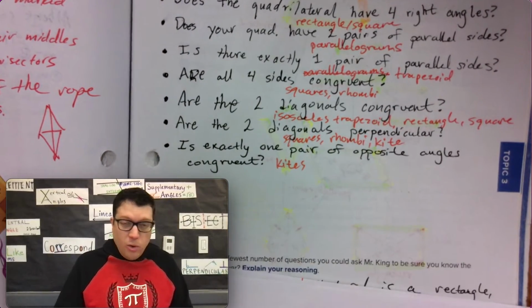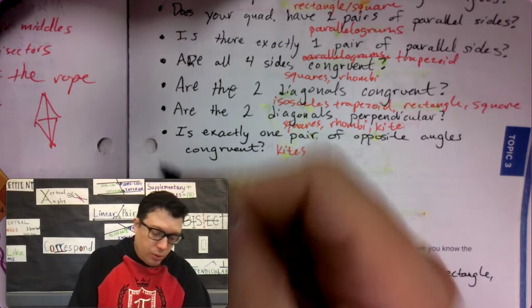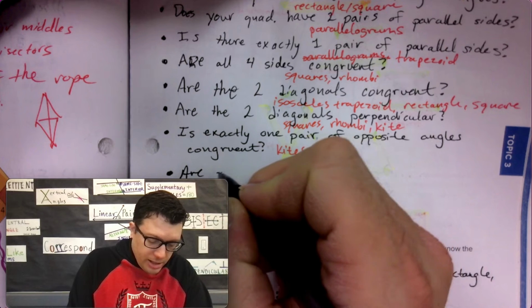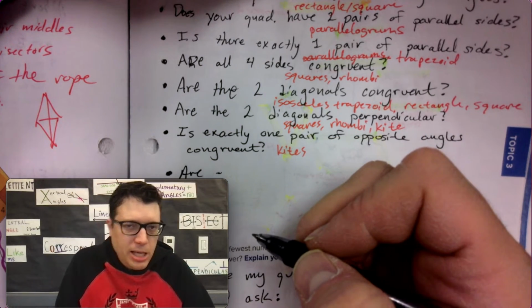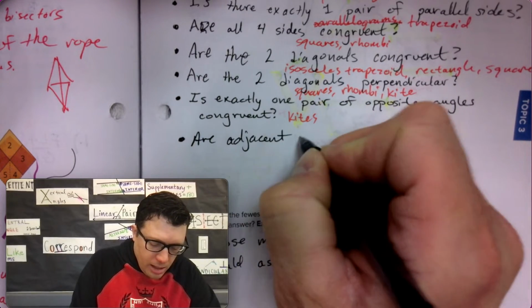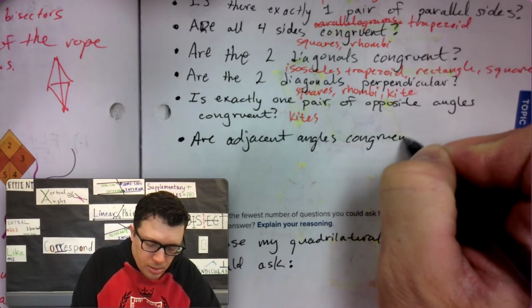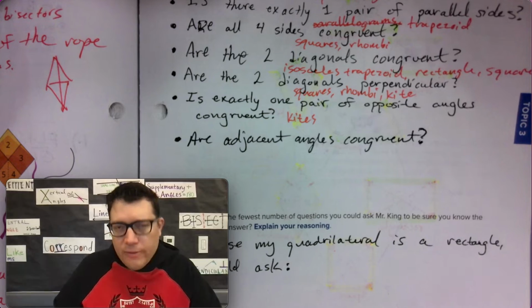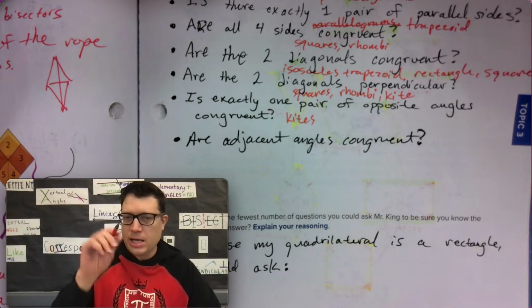And I guess another question, as I think about it: we could say, are adjacent angles congruent? I don't want to say base angles, but I want to trick them into thinking base angles. So I'm going to say it this way: are adjacent angles congruent? And maybe there's a better way to word that question, but the reason we want to ask it is like the one right before it. Is exactly 1 pair of opposite angles congruent? Well, that's only a kite.